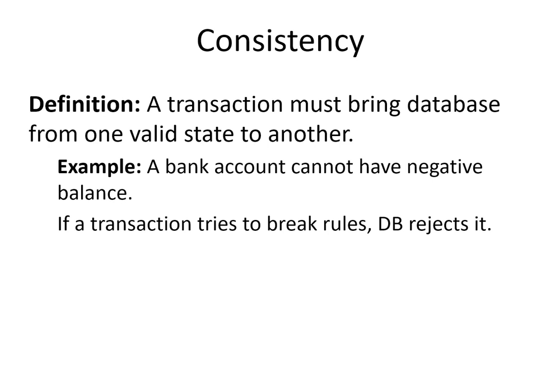If a transaction deducts money from one account but doesn't add it to another, it violates consistency. For example, a bank account cannot have a negative balance. If a transaction tries to break the rules, the database rejects it.